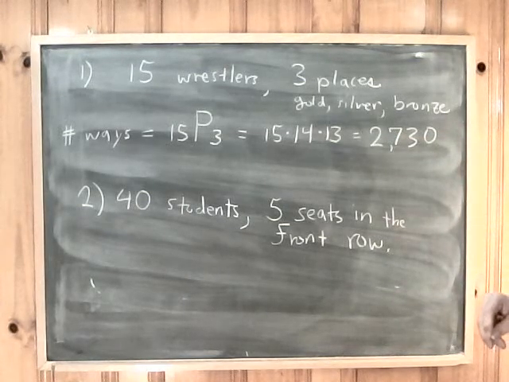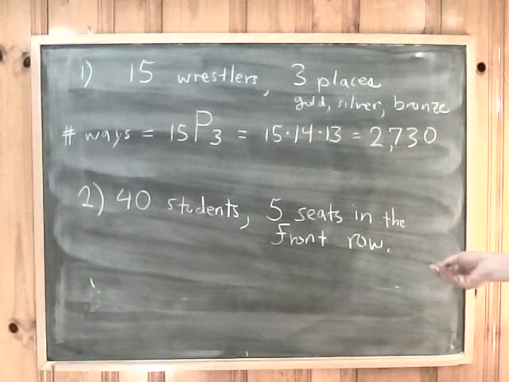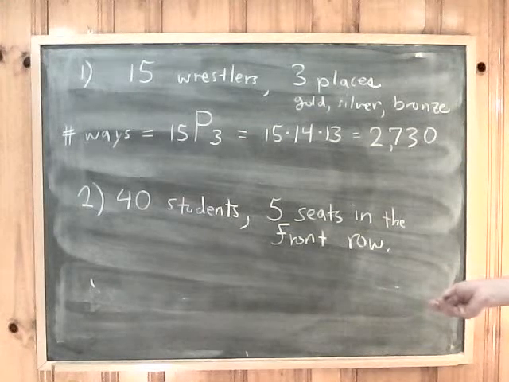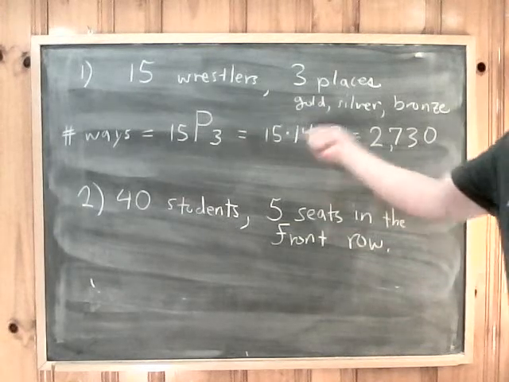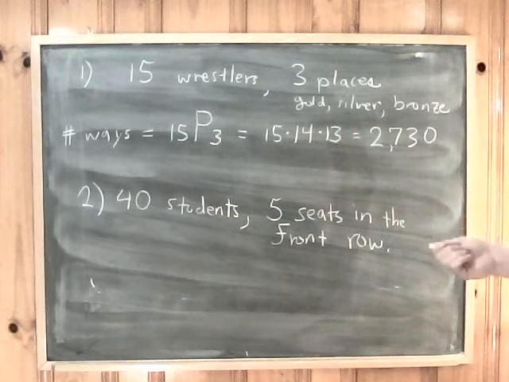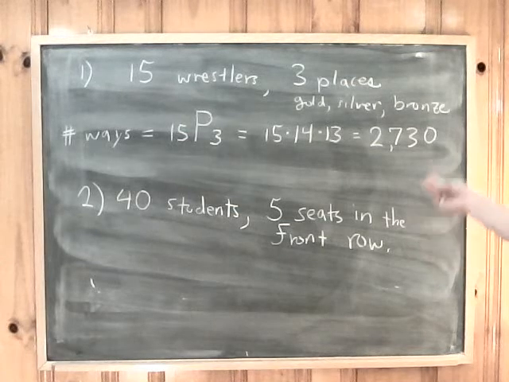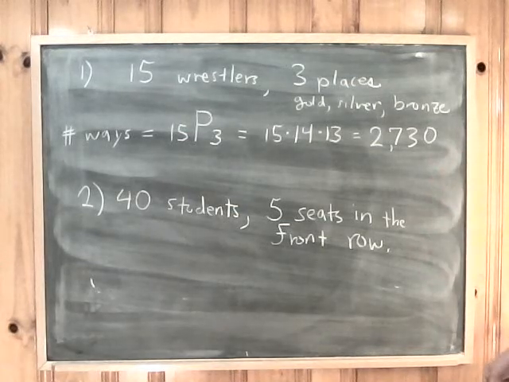But the idea is that you have one fewer choice each time, because each of those chosen competitors gets labeled as the gold winner, the silver winner, or the bronze winner as you make those decisions, or as they win the medal.